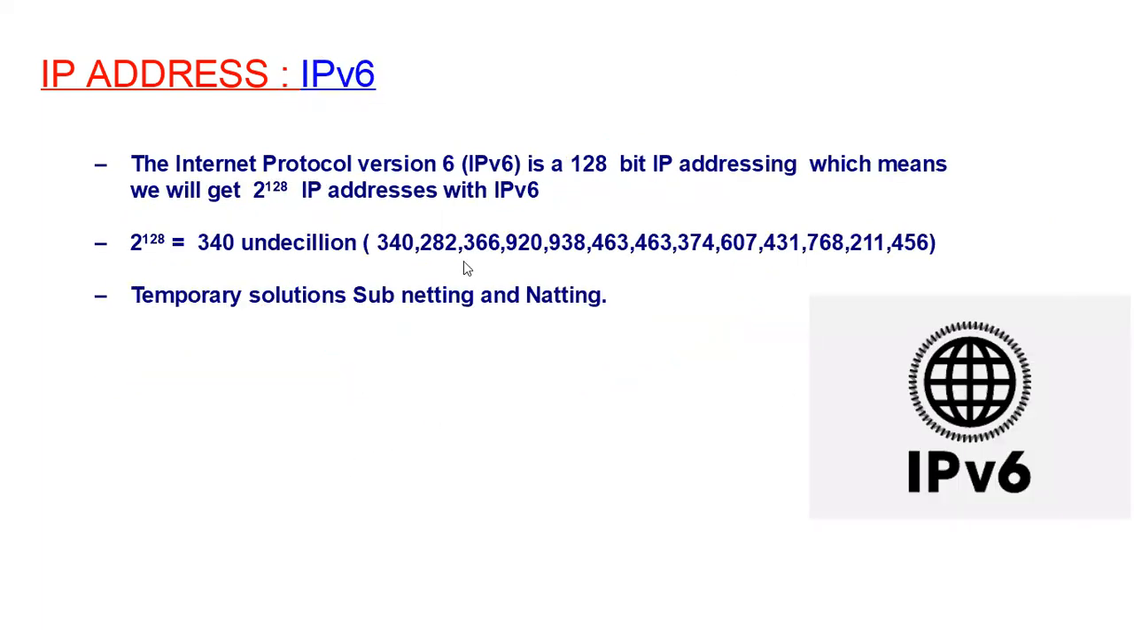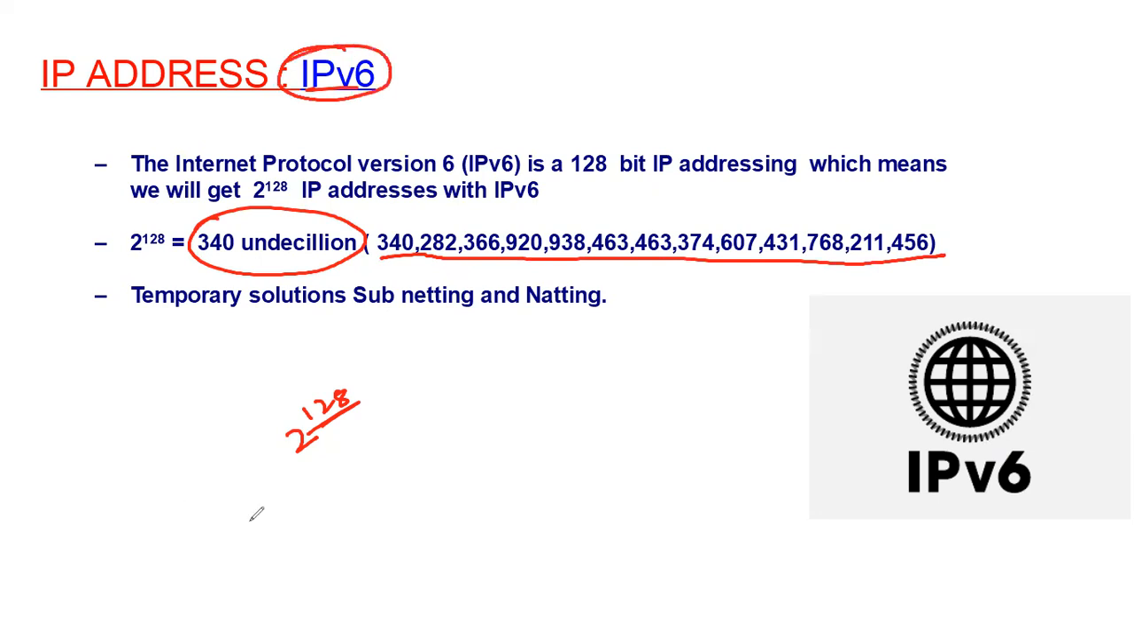Scientists came up with the solution, IP version 6. Internet Protocol version 6 is a 128-bit IP addressing. IP version 4 was only 32-bit, which means with IP version 6, you will get 2 power 128 IP addresses. 2 power 128 means 340 undecillion IP addresses. These many IP addresses you will get with IP version 6.